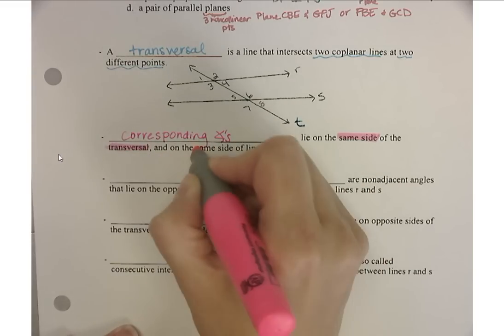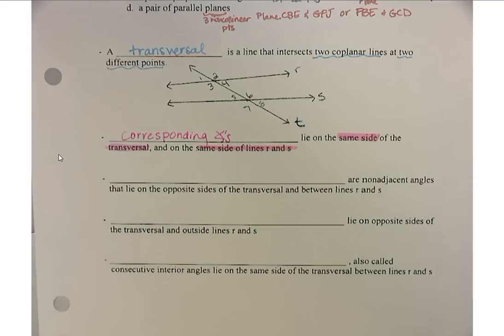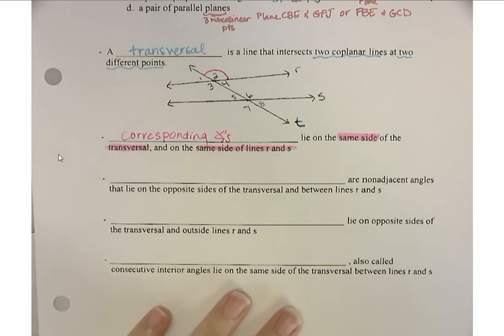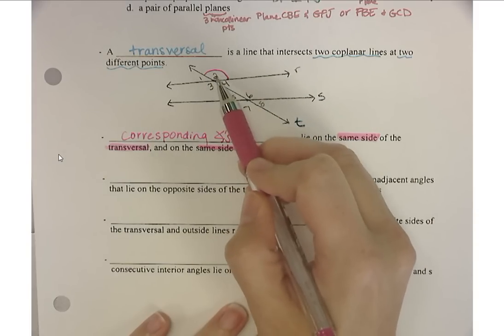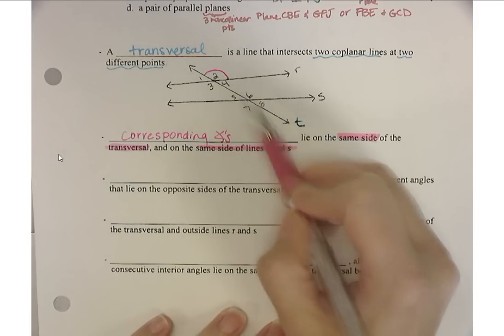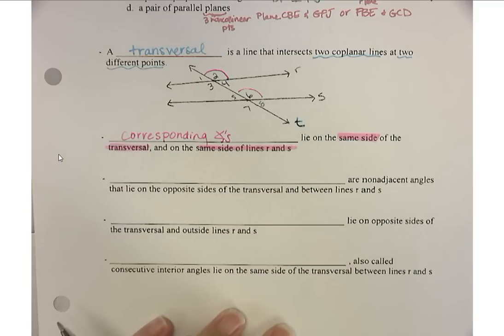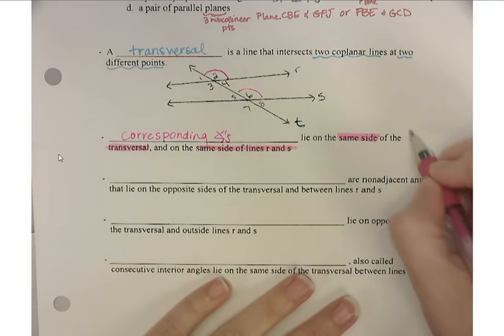And on the same side of your lines R and S. Okay, so corresponding is basically the same spot on both of those lines. For example, if you look at the position of angle 2 on line R, can you guys see how that's in the top right-hand corner? Look at S. What is also in the top right-hand corner? Angle 6. So an example of corresponding angles would be 2 and 6.